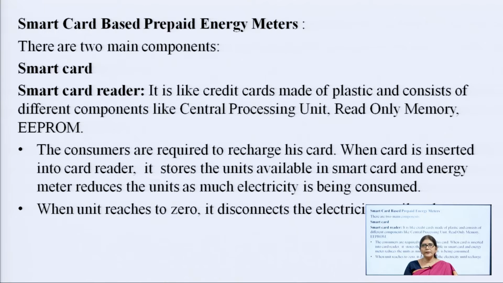into the card reader, the card reader stores the units that are available in the card, and then when consumption is done, the energy meter reduces the units as much as energy is consumed. When the unit reaches 0, then it disconnects the supply voltage. So, these types of smart meters are generally used in multi-storied buildings.